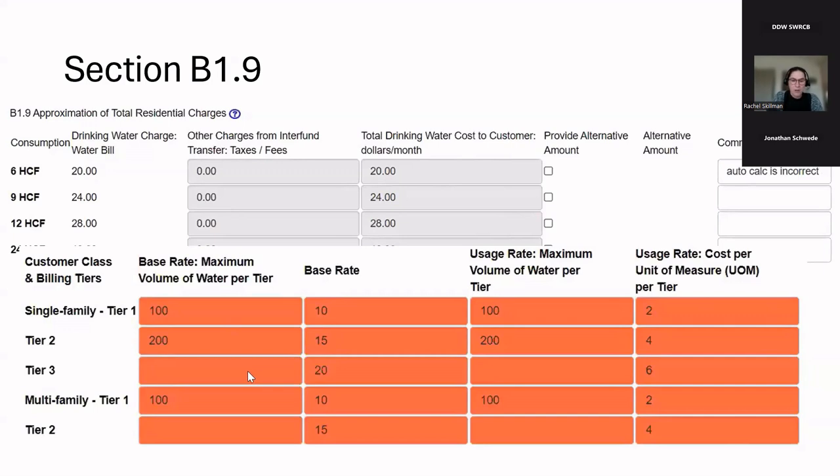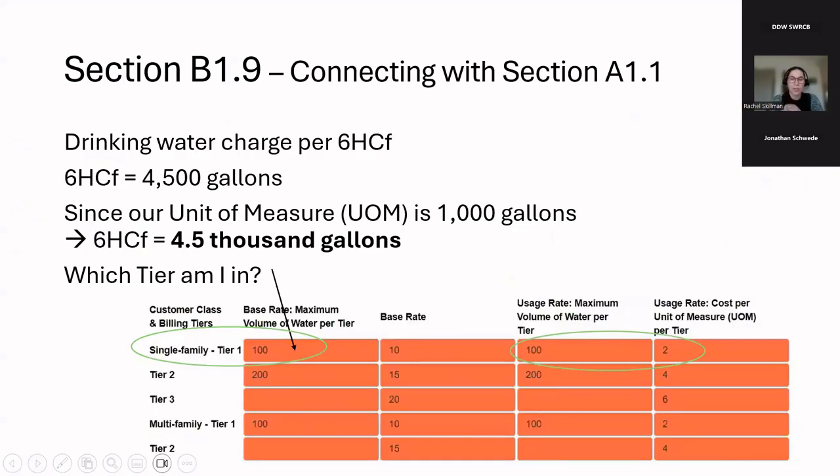And if you remember, you don't have to enter anything in these tiers. So here's how we get that number. Here's how the auto calculation gets that number. So we want to start by thinking about 6 HCF as the unit that we're trying to get a charge for. And 600 cubic feet is equivalent to roughly 4,500 gallons. And in this example, as you just saw, if we don't have our unit of measure in 1,000 gallons, then our water rate is really high. So we've changed our unit of measure to be 1,000 gallons. And so in our unit of measure being 1,000 gallons, 6 HCF, which is 4,500 gallons of water, is 4.5 thousand gallons in our unit of measure.